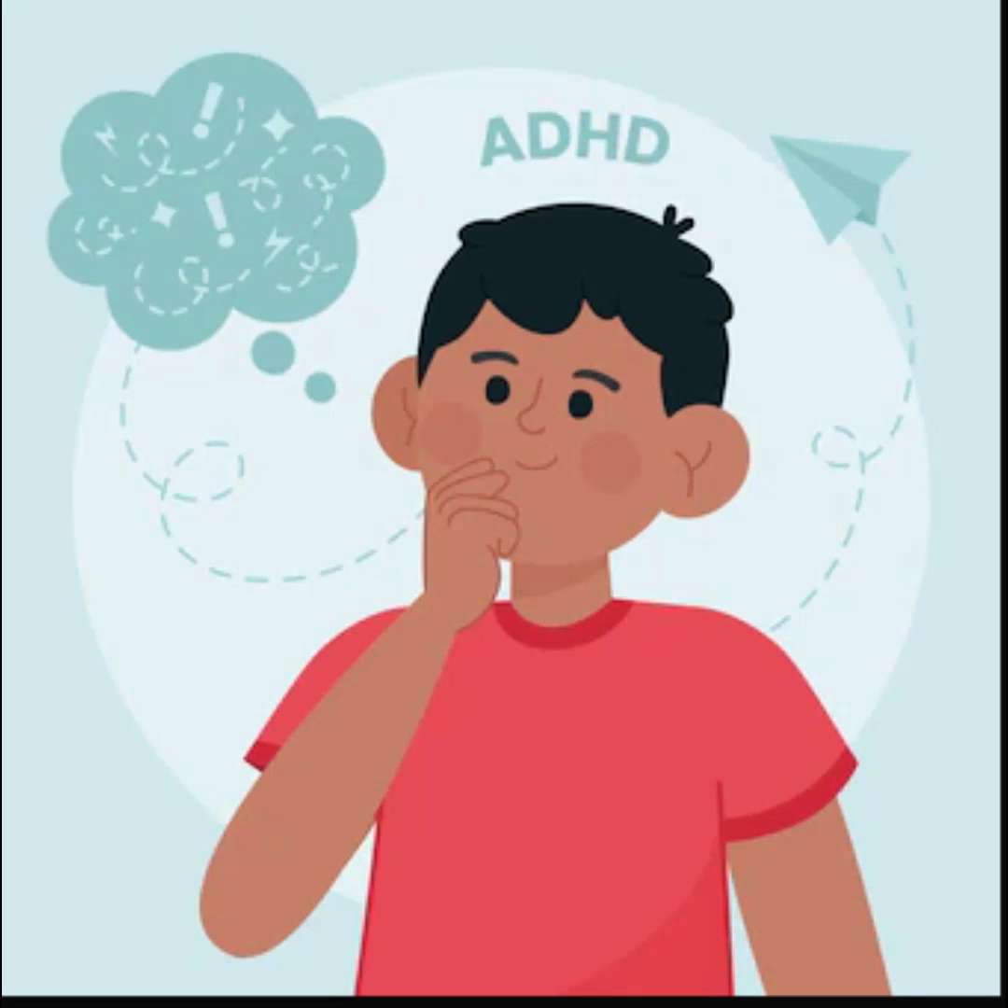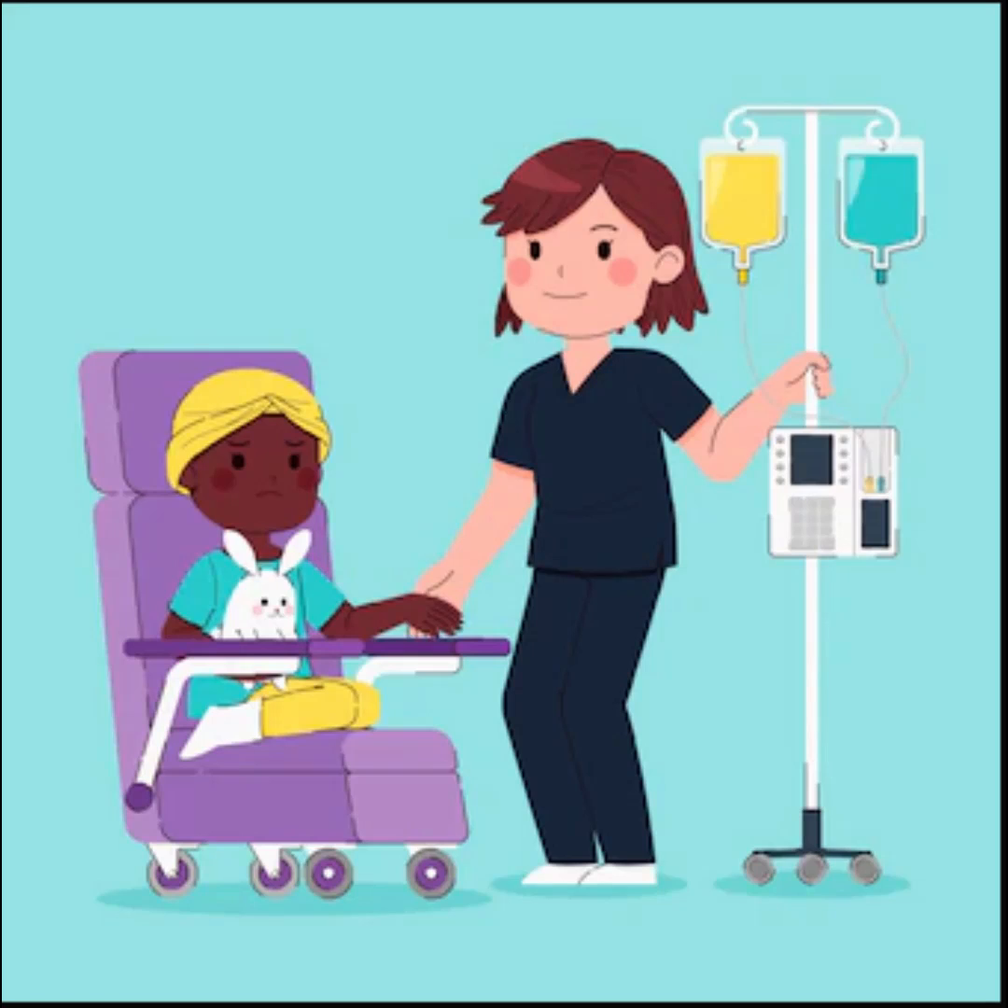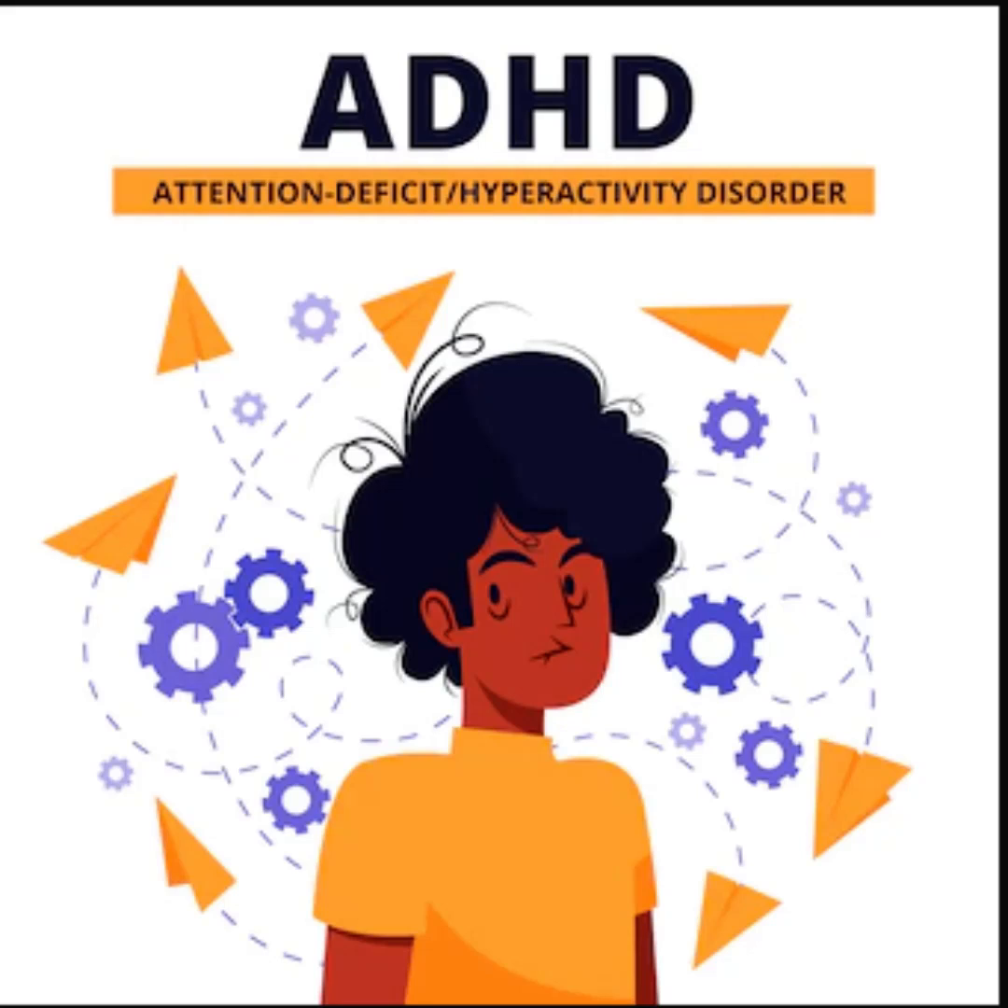So, let's start with a brief introduction. Attention deficit hyperactive disorder, shortly called ADHD, is one of the most common childhood neurodevelopmental disorders. It is typically diagnosed in childhood and can last into adulthood. Children with ADHD may have difficulty paying attention, controlling impulsive behaviors, acting without considering the outcome, or being overly active.